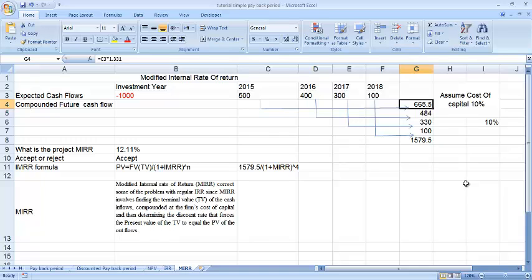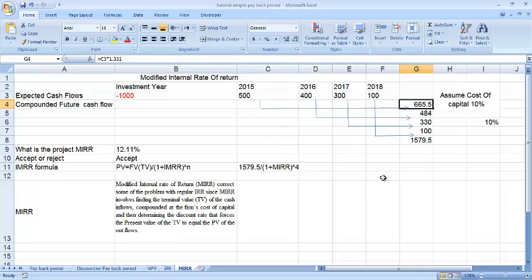of return. It is set to correct some of the problems with the regular IRR, since MIRR involves finding the terminal value of the cash inflows compounded at the firm's cost of capital and then determining the discount rate that forces the present value of the terminal value to equal the present value of the outflows. So what that means, let's explain.